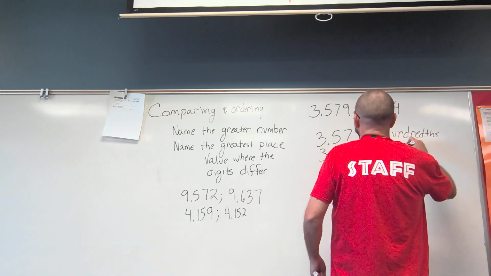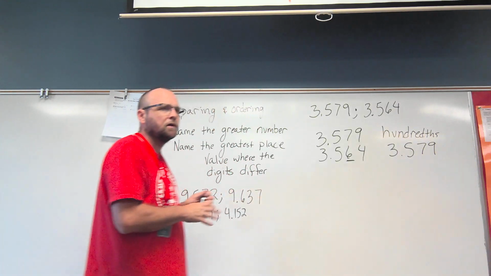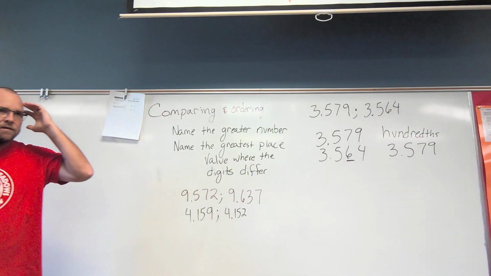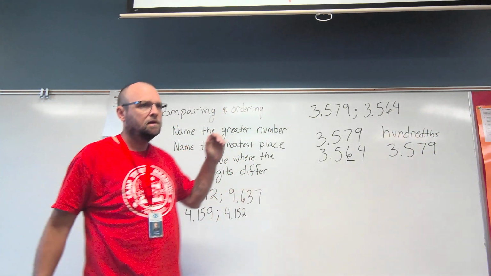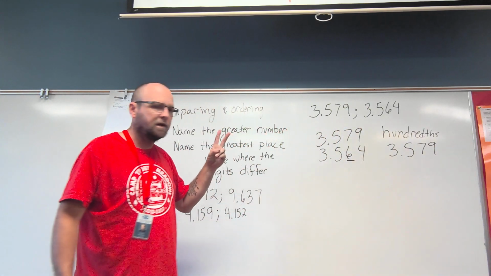So on your paper you have two lines. One of the lines should say the hundredths and the other line should say 3 and 579 thousandths. Because it said write down the biggest number and write down the first place value where it's different.